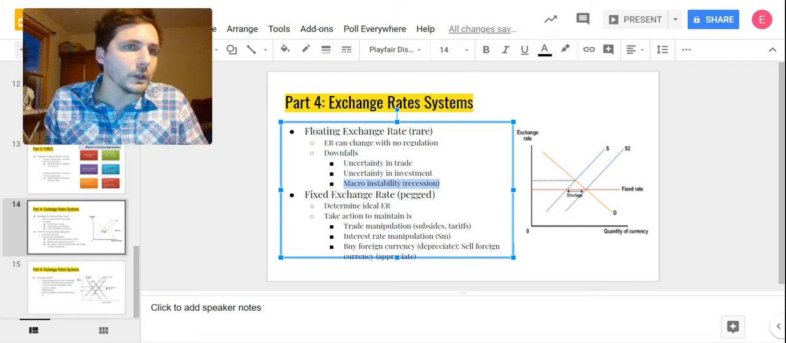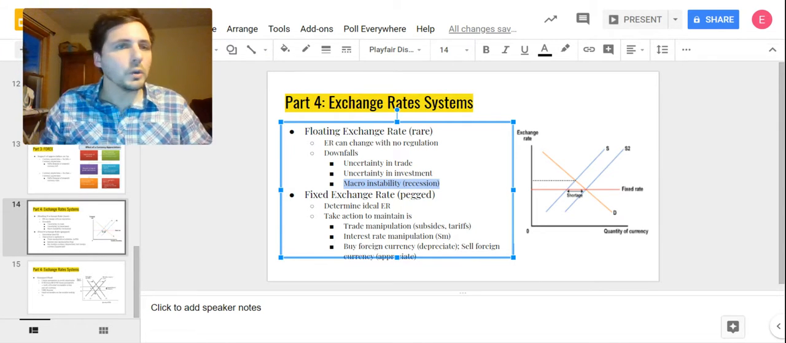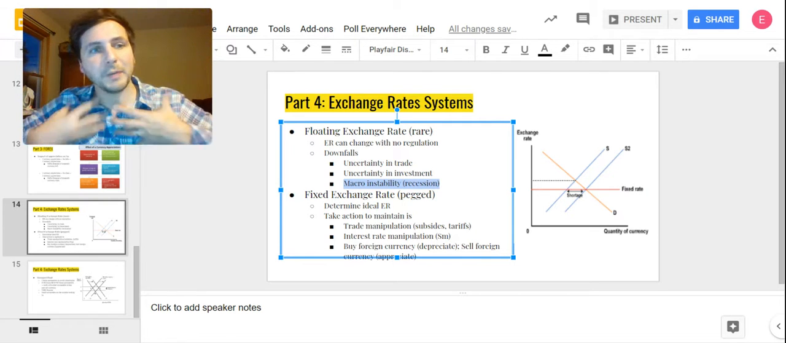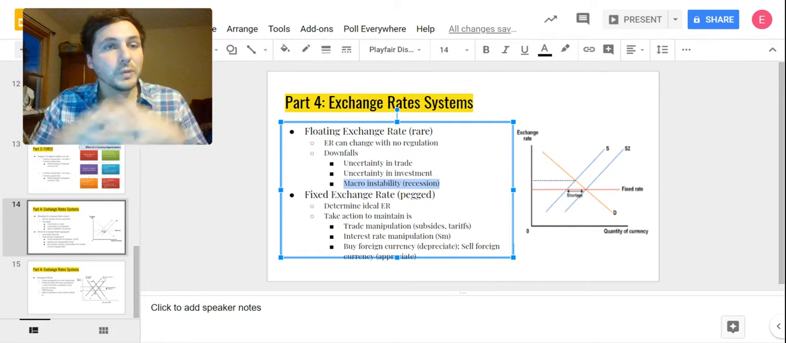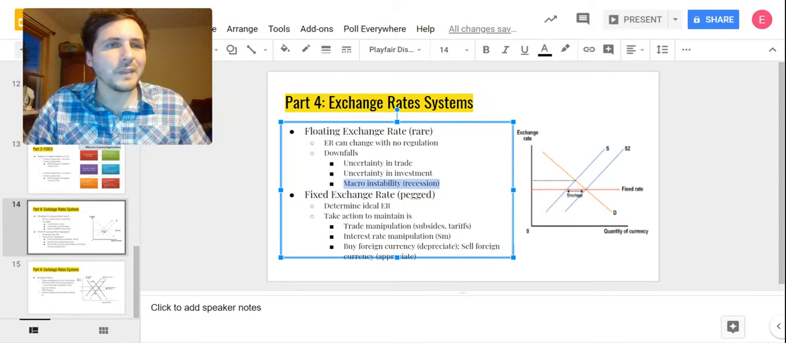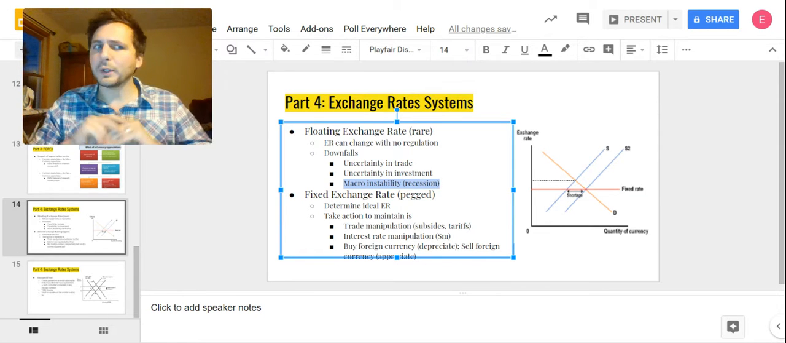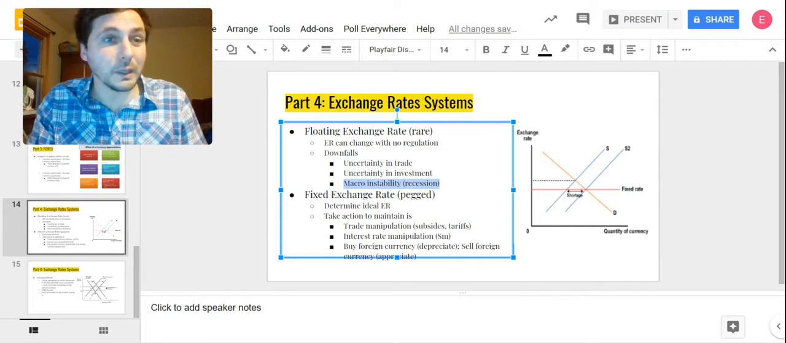And then, of course, it can cause a recession. If our currency appreciates out of control, nobody's going to want to buy our exports. When nobody buys our exports, our trade deficit rises, which means net exports falls, which means that our GDP falls as aggregate demand shifts to the left, causing a recession. Now, for the most part, we don't like that. And so nations get a little more involved.